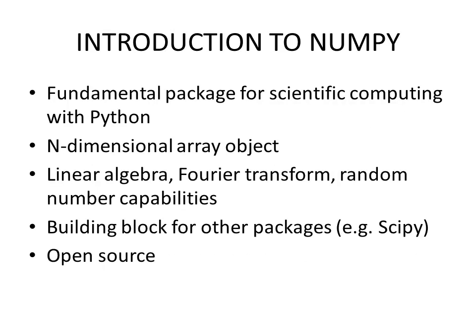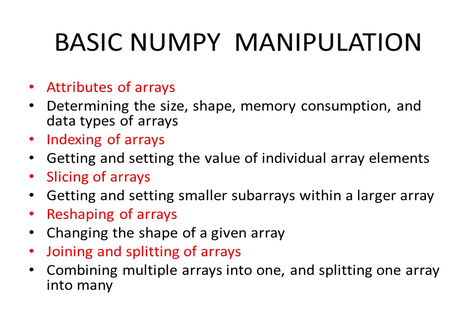So here we have the introduction. It's a fundamental package for scientific computing with Python. Numpy is an n-dimensional array object which helps us in calculating statistics and mathematical tools like Fourier transform and linear algebra. All this we'll be able to perform, and it's also open source. So next, what are the numpy attributes and basic numpy manipulations? What manipulations does numpy help us with? Attributes of arrays, indexing of arrays, slicing of arrays, reshaping of arrays, joining and splitting of arrays.